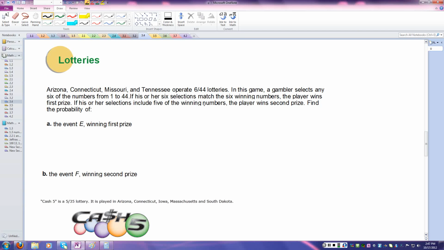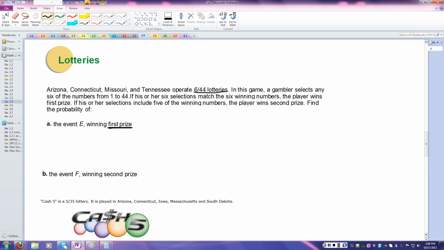So we all know the probability of winning the lottery is really small. But let's look at how we calculate it. So we have this 6/44 lottery, meaning you pick 6 numbers out of 44. So the numbers range from 1 to 44. So the probability of winning first prize is getting all 6 numbers correctly, and the order of the numbers doesn't matter. So you know that this is a combination, right?